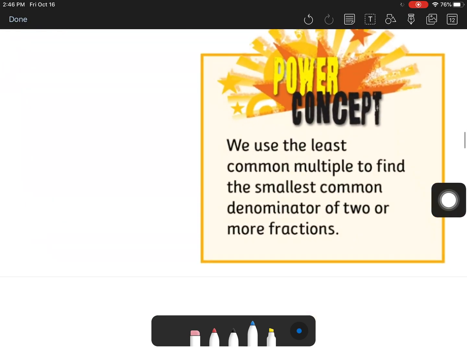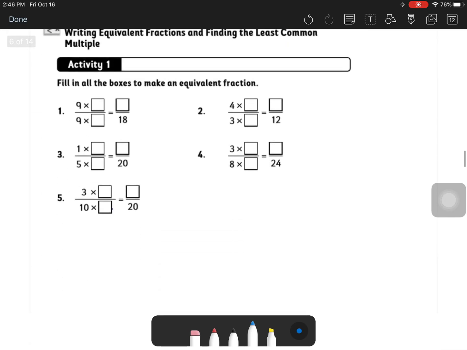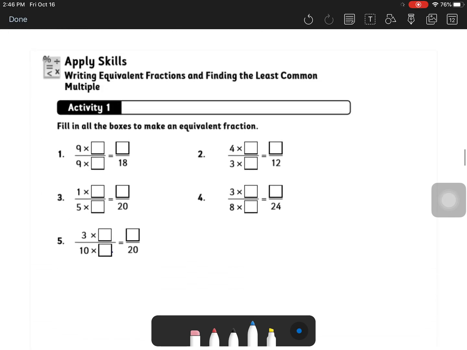Here is our power concept. We use the least common multiple to find the smallest common denominator of 2 or more fractions. That's what we're going to practice right here. We're going to be multiplying the same thing in these boxes to come up with an equivalent fraction. So how do I get from a 9 to an 18? I have to multiply by 2. And so that would be 18 over 18.